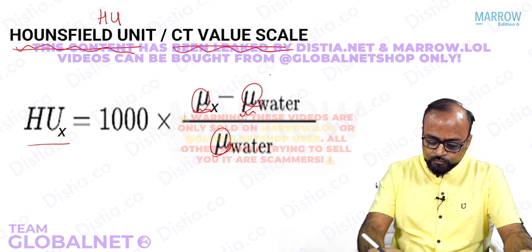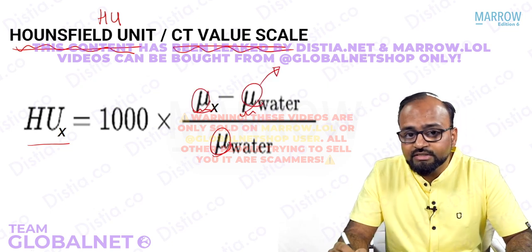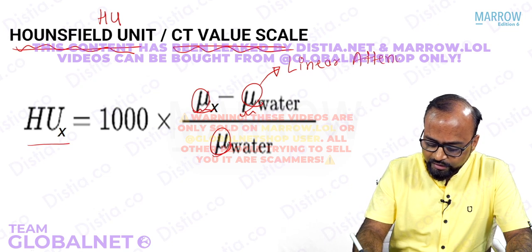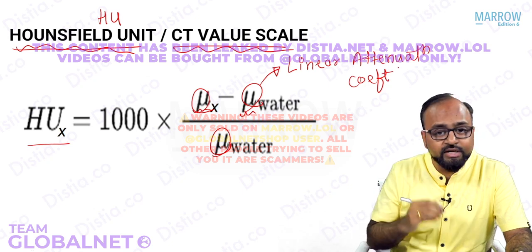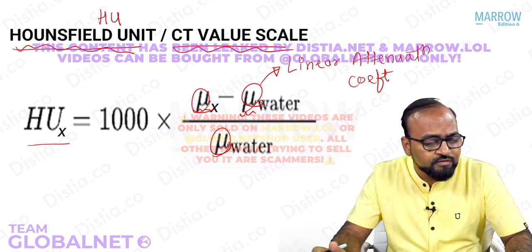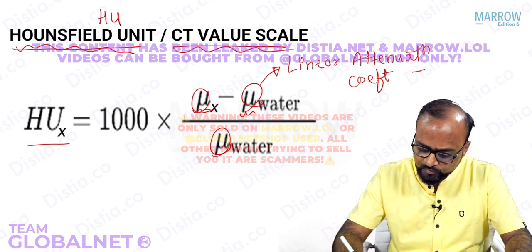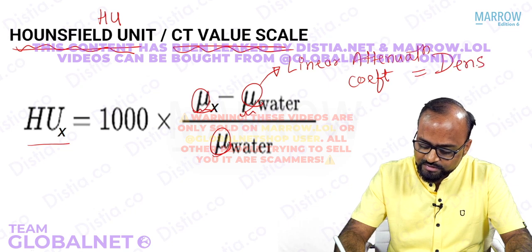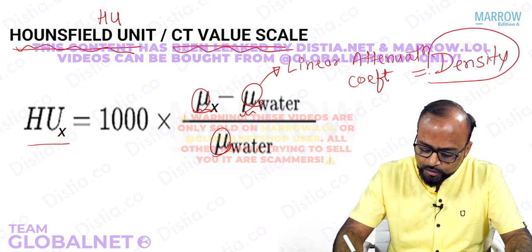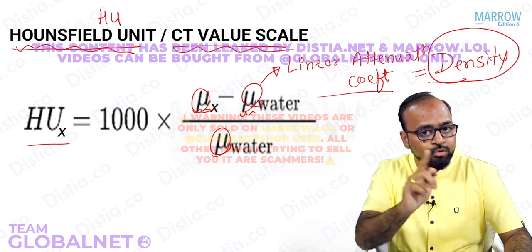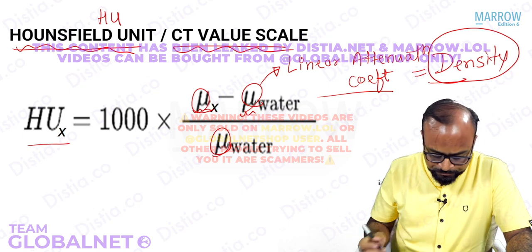What is this mu? This mu is a complex entity in CT scan physics. It is called the linear attenuation coefficient. This is a complex entity in physics, but it is determined by one particular property of a tissue, and that is its density. So what property of a tissue determines its LAC value or mu? It is its density.